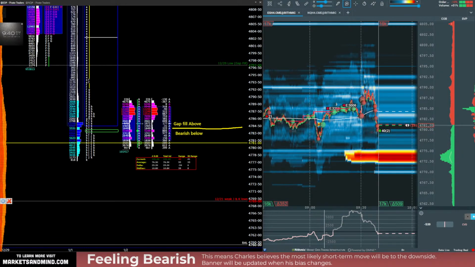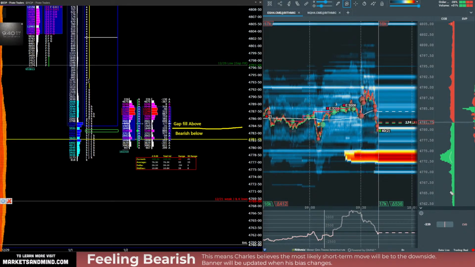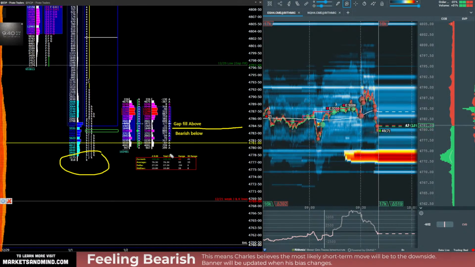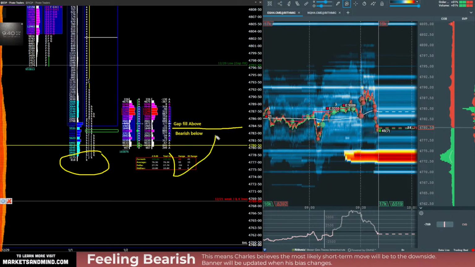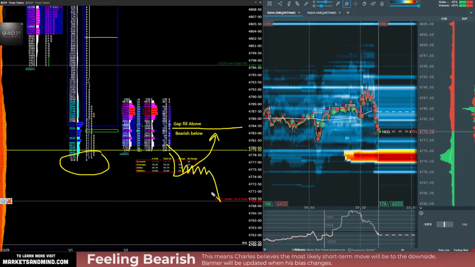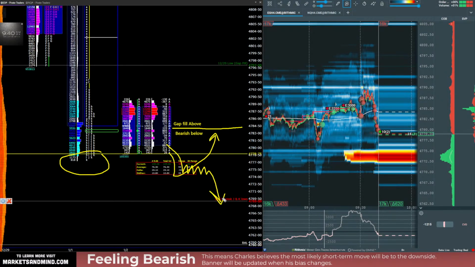Now we have a lot of liquidity sitting around 47.75 in the order book here on Bookmap. That will give us a good clue of what's going to happen at that overnight low. Are we going to get a look below that fails and pulls back up through the opening price? Or are we going to get a look below and go with new selling for continuation lower?